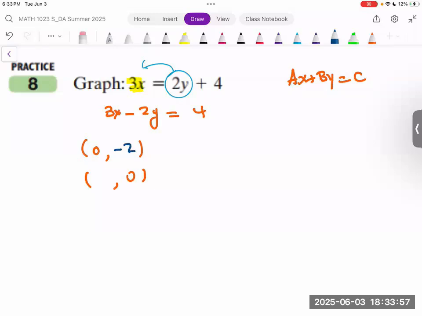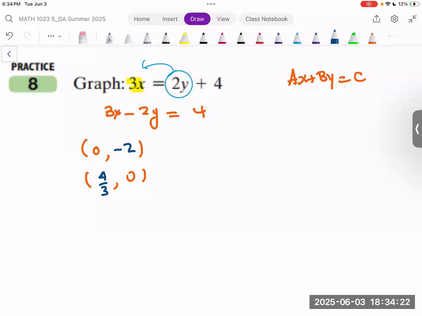And I do the same thing with the y's. If y is 0, this is going to disappear. 3x equals 4. So I divide by 3 here, I divide by 3 here. So that's going to be 4 over 3. And that's the number I'm looking for. So it's going to be 4 over 3 over here, right? And those are my 2 points.